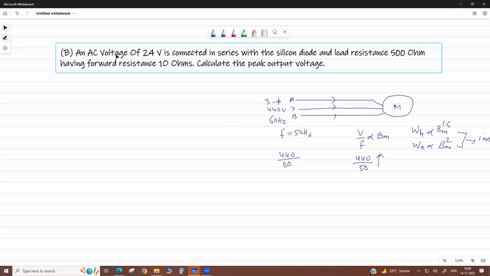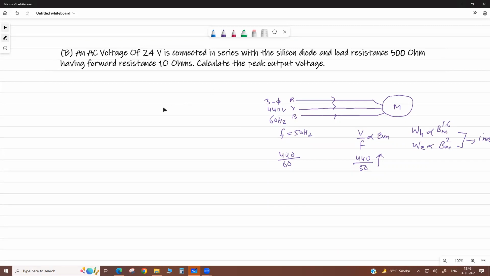And he is connected in each with, so see here, one silicon diode and a load resistance is connected. Okay. So here, you see that this is given as 24 volt, it is an RMS value. Always the RMS value is given. Okay, 24 volt.